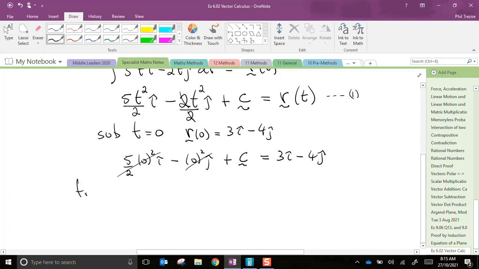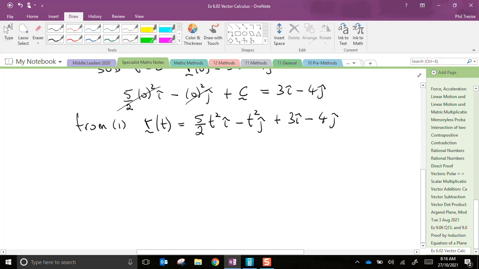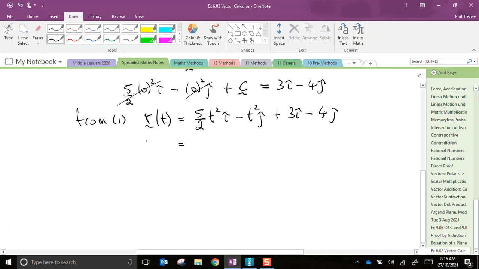So from equation number 1, the position vector as a function of time is 5 over 2 t squared i take t squared j. Instead of plus c, I will write plus 3i take 4j. And then we normally write this more neatly.